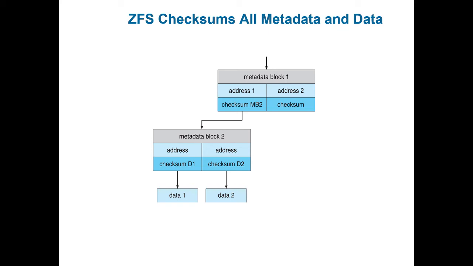ZFS adds an extra level of protection by including data block checksums in all nodes, along with the pointers to the data blocks. If data are mirrored and one copy has the correct checksum, and the other does not, then the data with the bad checksum will be replaced with a copy of the data with the good checksum. This increases reliability greatly over RAID alone, at a cost of a performance hit that is acceptable because ZFS is so fast to begin with.